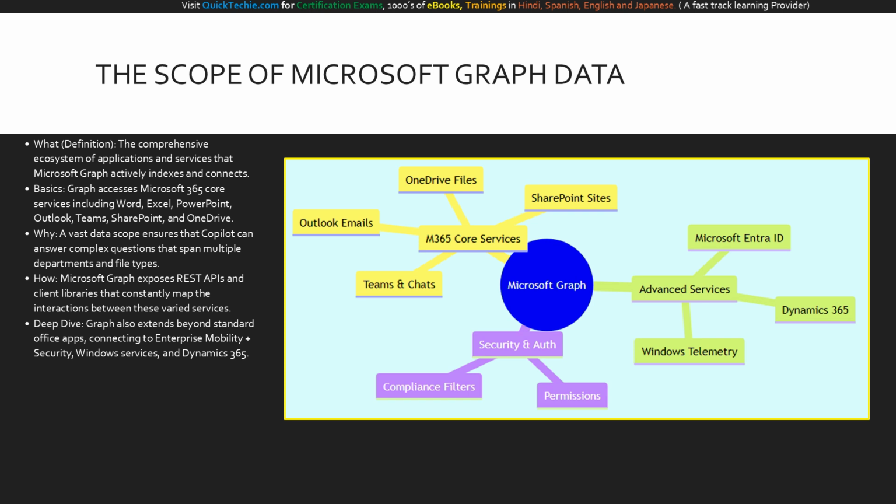But look at the bottom right branch, Advanced Services. Graph goes far beyond basic files by indexing Microsoft Entra ID for identity, Dynamics 365 for business processes, and Windows telemetry for device health. Finally, on the bottom left, the Security and Auth branch reminds us that all this connectivity is governed by strict permissions and compliance filters. When Copilot is activated, it taps into this entire mind map simultaneously to assist your workforce.